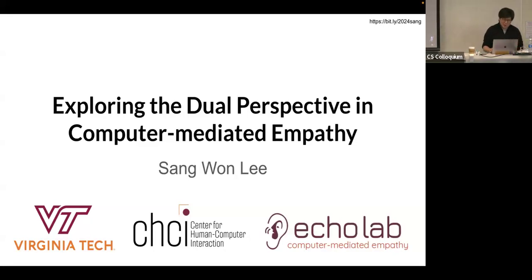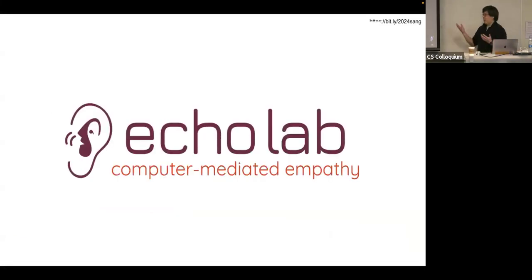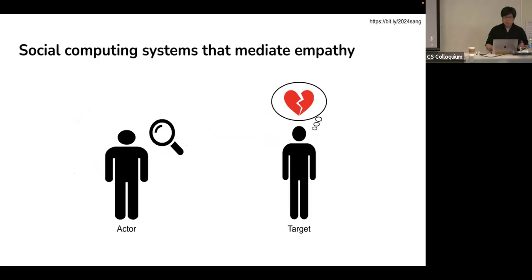Okay, so I'm going to talk about empathy because I direct the lab, and the motto of the lab is computer-mediated empathy. Maybe you are familiar with the term computer-mediated communication, which is one of the subjects in social science and HCI. The reason why I thought empathy is an interesting problem is that in the lab, I try to create a social computer system that mediates empathy.